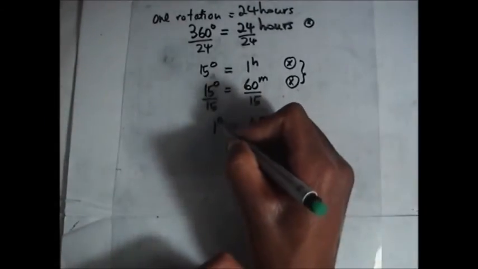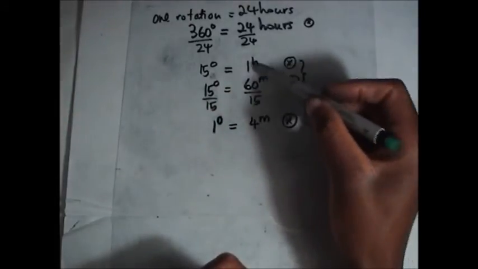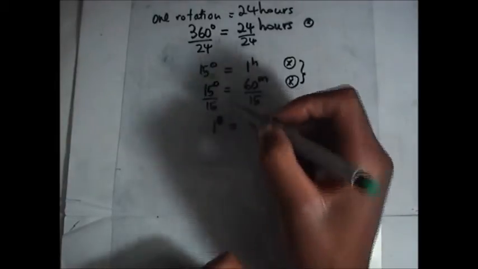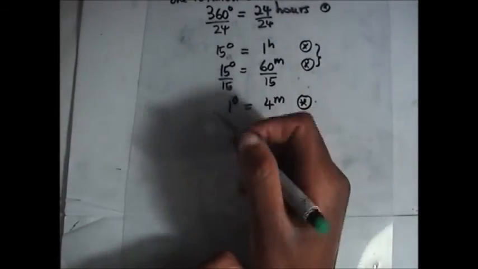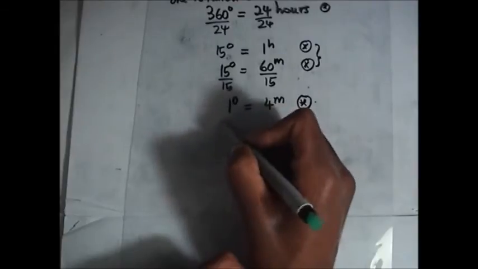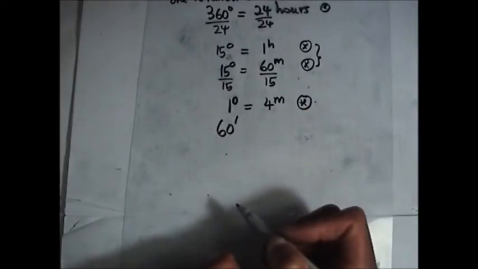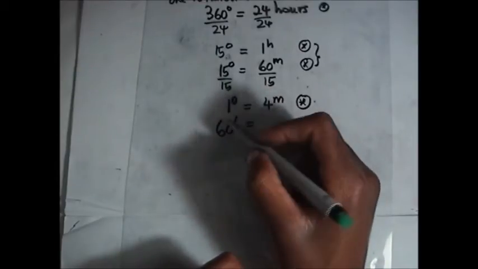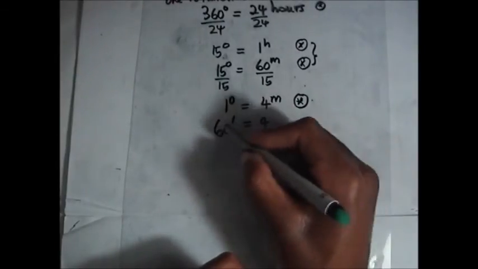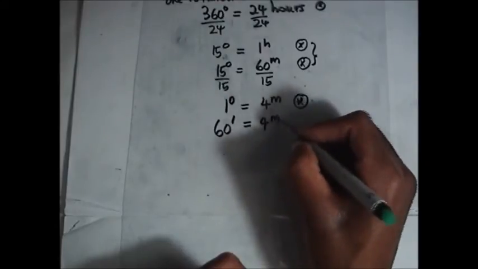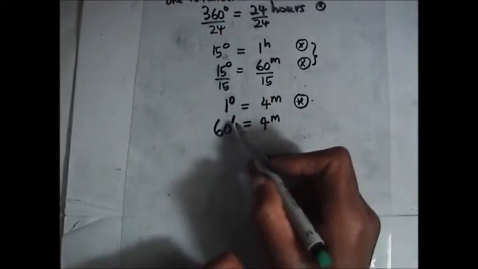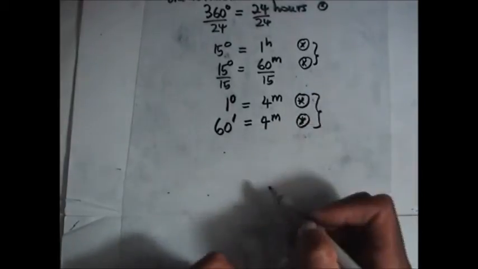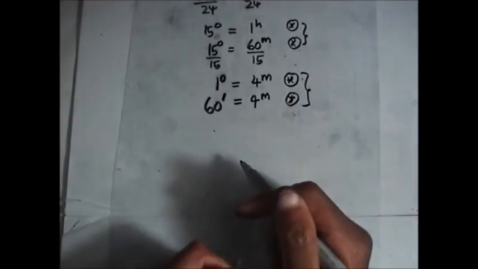For time we know the minutes, but for degrees there are things called minutes as well, and they are represented like this. In 1 degree there are 60 minutes. You put a dash like that, that represents minutes. So in this 1 degree there are 60 minutes. So these 60 angle minutes are equal to 4 time minutes. This is another relationship, though they are representing the same thing.